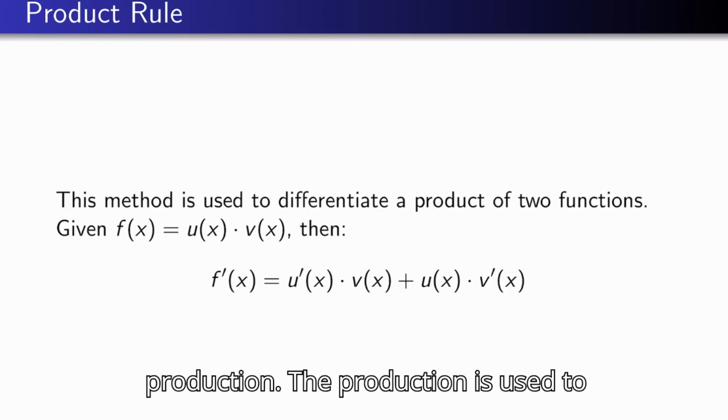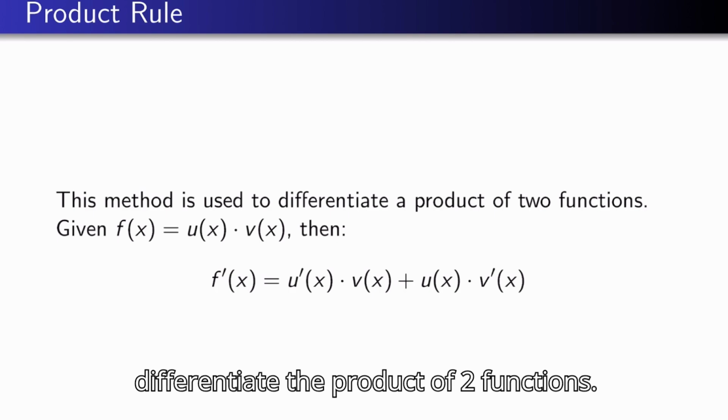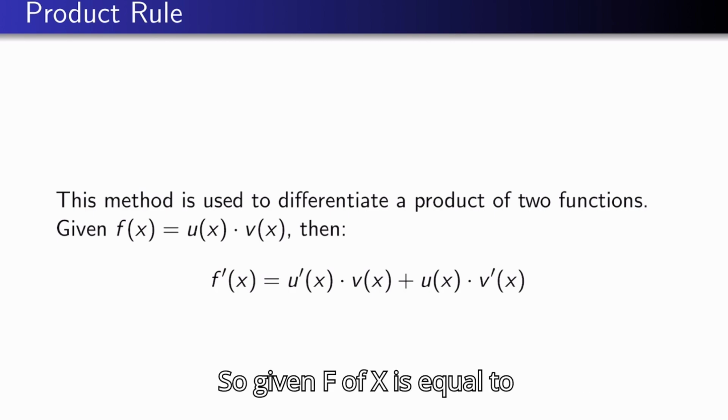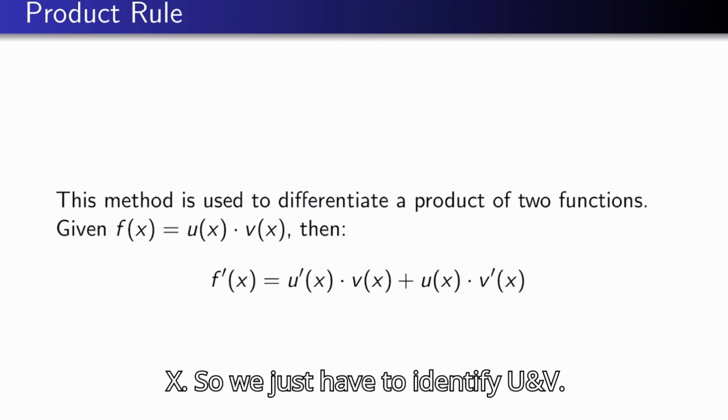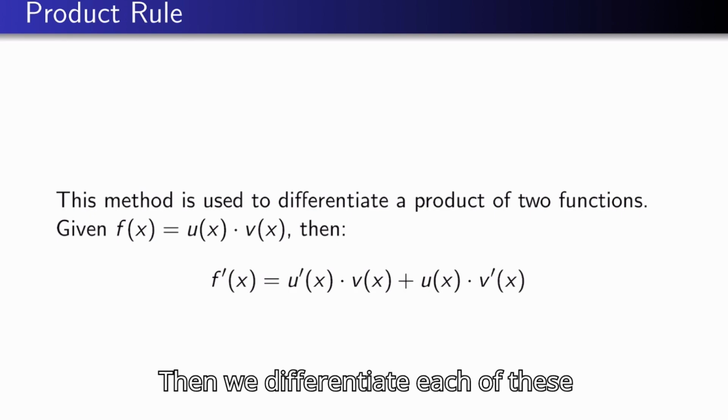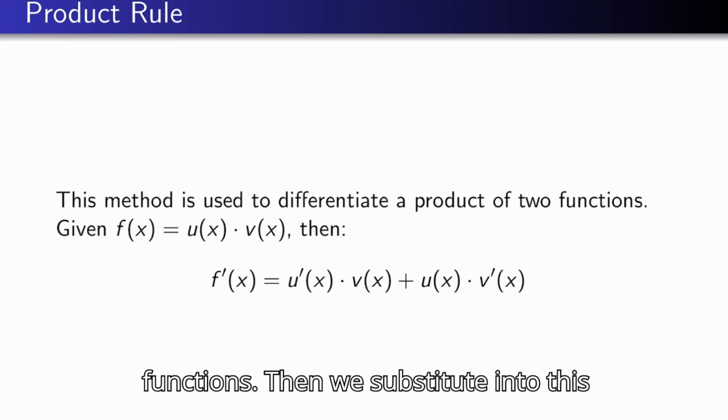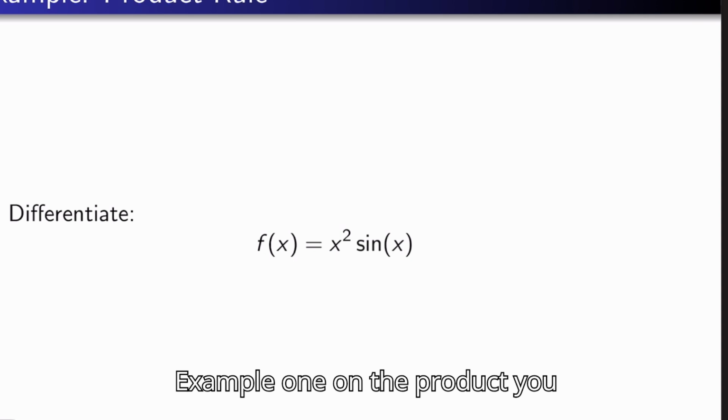The product rule. The product rule is used to differentiate the product of two functions. So given f of x is equal to u of x times v of x, then the derivative of f of x is giving us u prime of x times v of x plus u of x times v prime of x. So we just have to identify u and v. Then we differentiate each of these functions, then we substitute into this expression. Example 1 on the product rule.